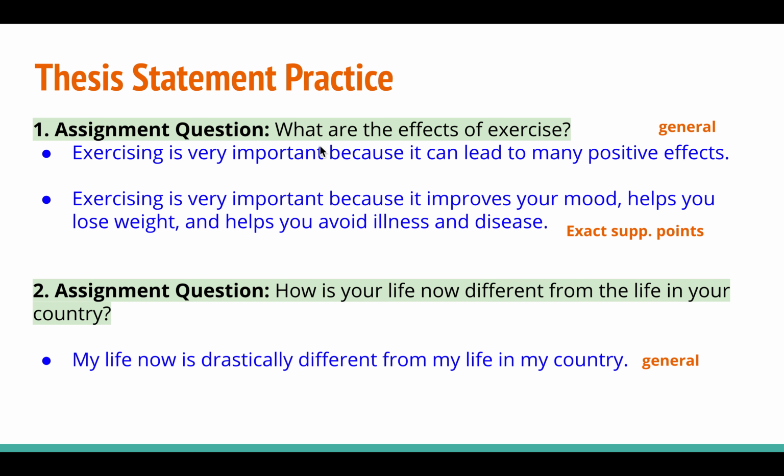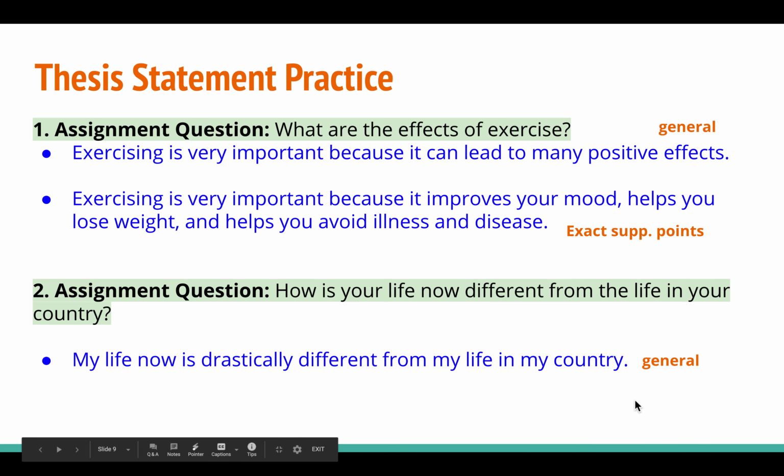Number 1, assignment question, what are the effects of exercise? I have a general one here that you can read, and then I have a more exact one with supporting points. Notice in the second one, the exact supporting points are exercise improves your mood, exercise helps you lose weight, and the third one, exercise helps you avoid illness and disease. So each of these will become my 3 body paragraphs, right? In the first one, it just says many positive effects of exercise. So that tells me that each body paragraph will talk about 1 positive effect, okay?